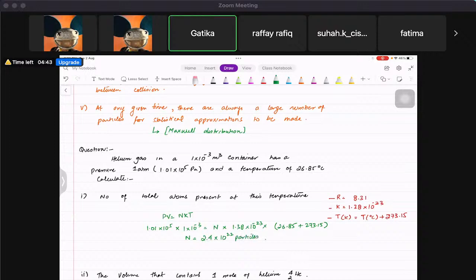Yes. Also use PV equal to nRT, right? We can use it. Then you have to find moles first. Then from moles, you have to find N. So that would make 2 equations. Why would you do 2 equations?